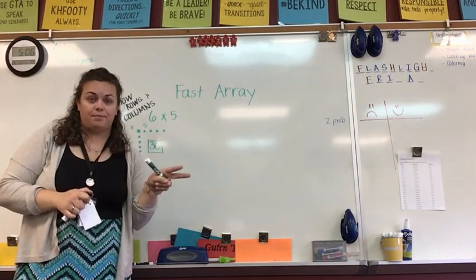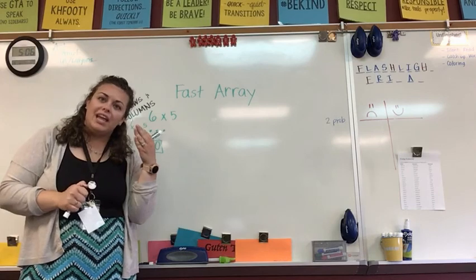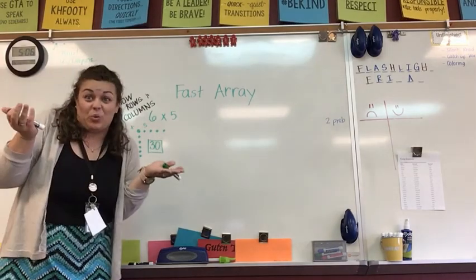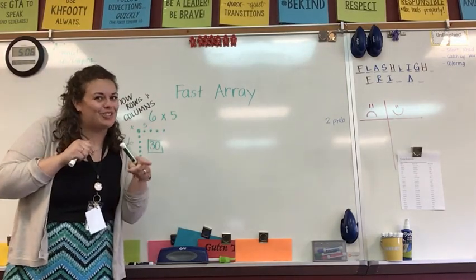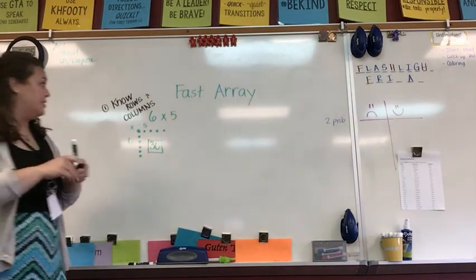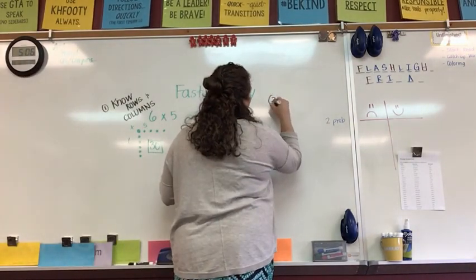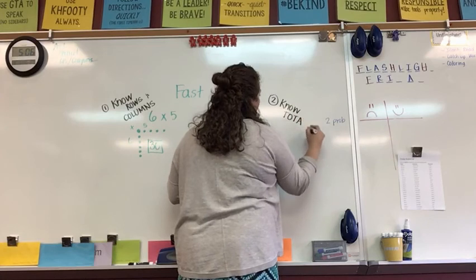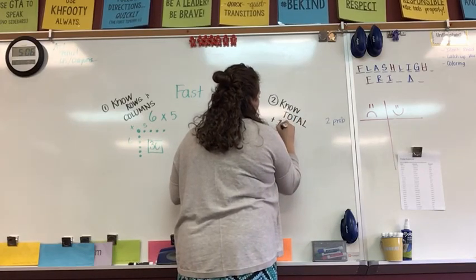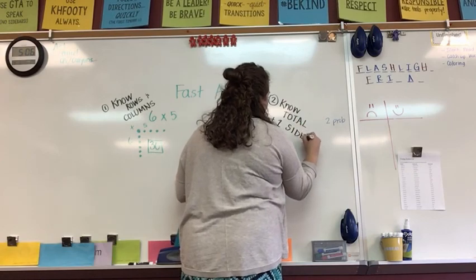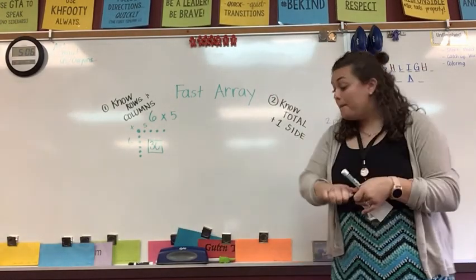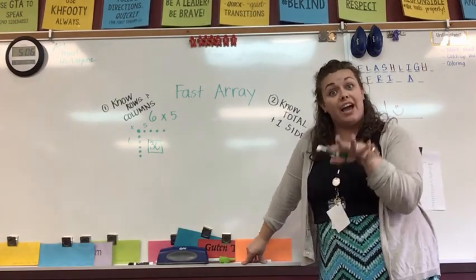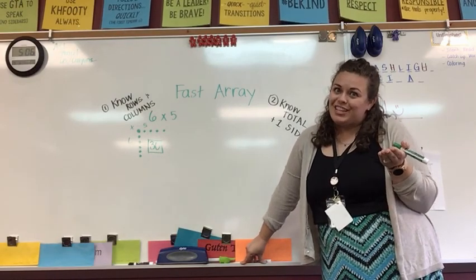The second way is if I know my total and either my rows or my columns. So one of these sides, I don't know. It's my unknown. But I do know the total. So for these ones, I know the total, plus one side. For example, I could say Miss Ron Hoppy has 30 students. She puts them into 5 groups. How many students are in each group?